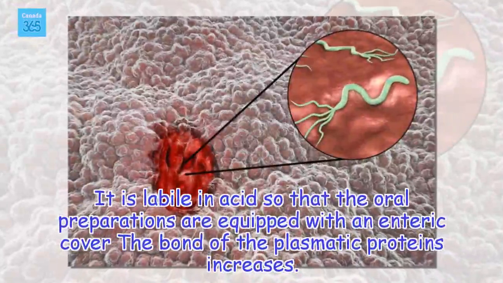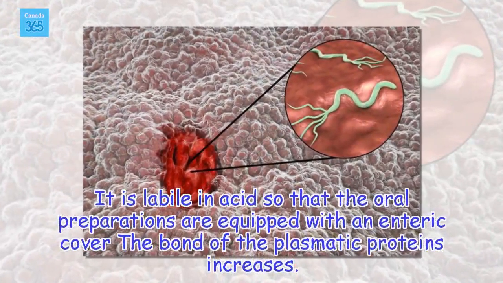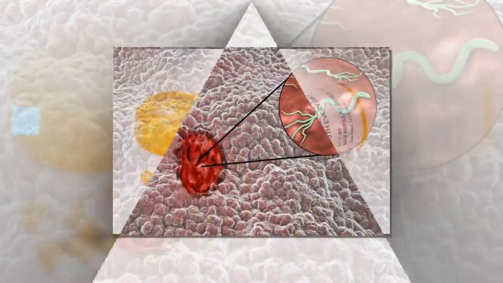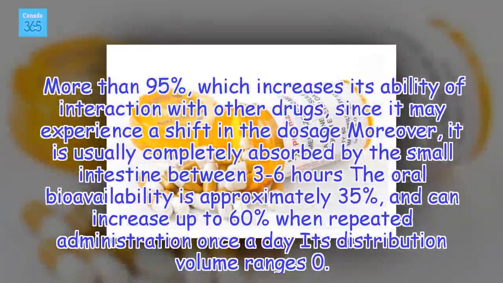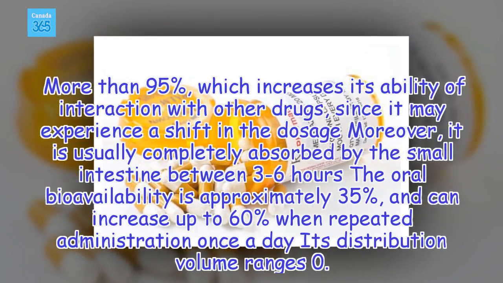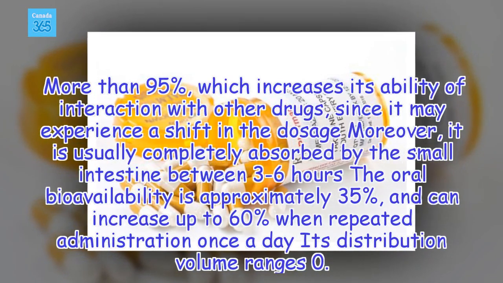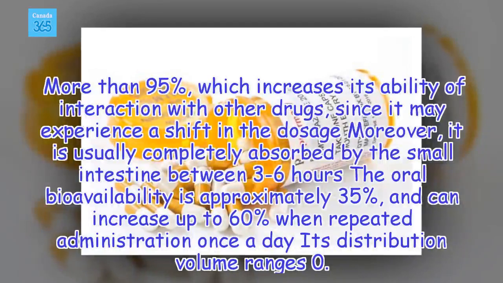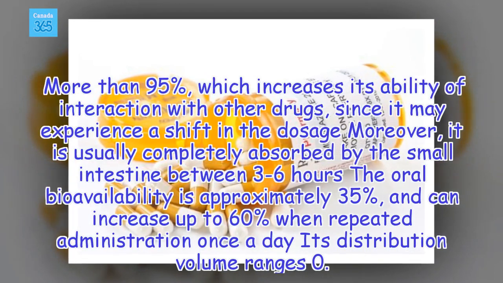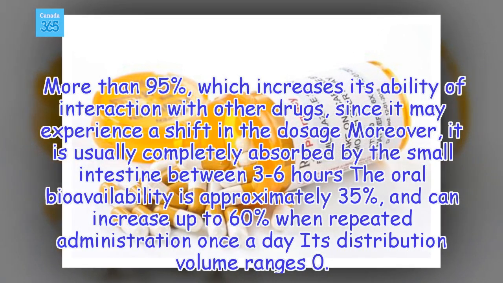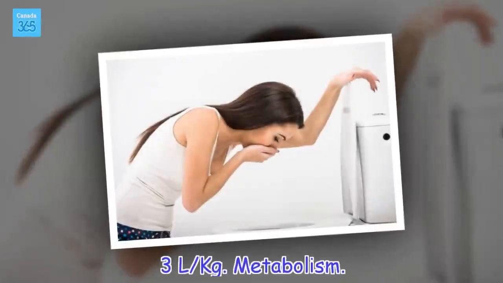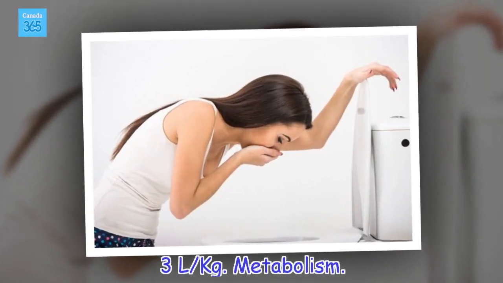It is labile in acid, so the oral preparations are equipped with an enteric cover. The binding to plasma proteins is more than 95%, which increases its ability to interact with other drugs, since it may experience a shift in the dosage. Moreover, it is usually completely absorbed by the small intestine between 3-6 hours. The oral bioavailability is approximately 35%, and can increase up to 60% with repeated administration once a day. Its distribution volume is approximately 0.3 liters/kg.